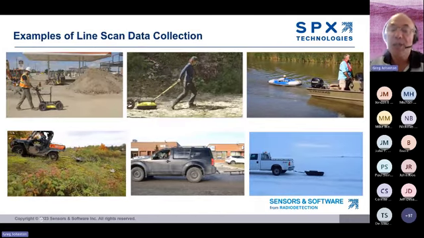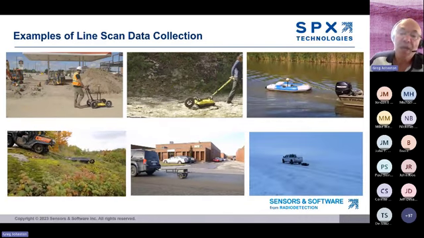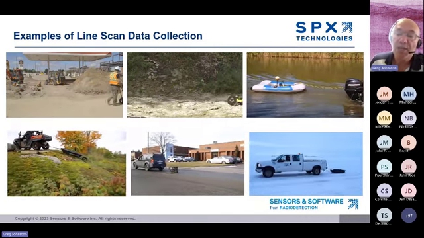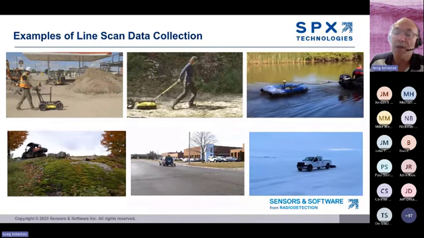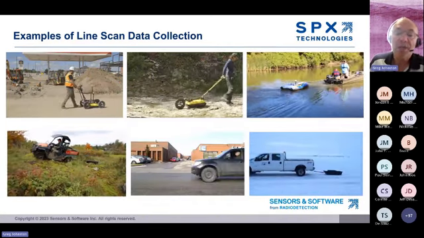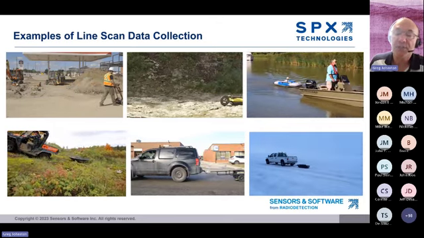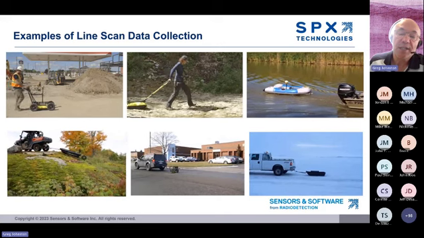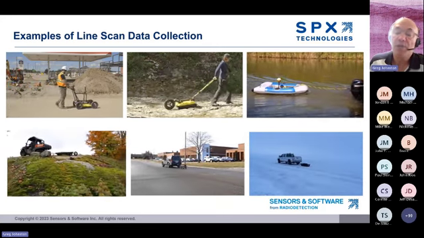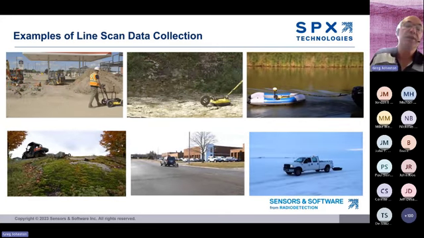Here are examples of collecting line scans. As you can see, there are many ways to move a GPR system across the surface. Most of these methods rely on an odometer wheel to collect data traces at equal distance intervals, but not all. Note the data collected on the water. There we are using free run mode to collect the data.